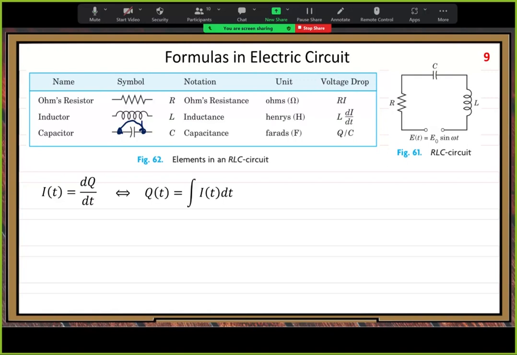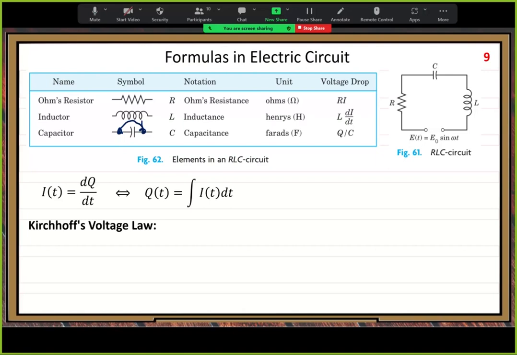After we get this formula, we can go back to the voltage drop and replace that Q by this integral of the I function. Otherwise, we don't know how to handle that Q. Here, with these 2 formulas, we know how to handle that Q function. Then, to set up the equation, we need to use Kirchhoff's voltage law.